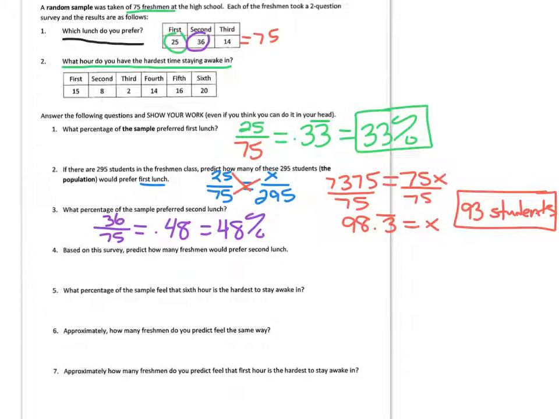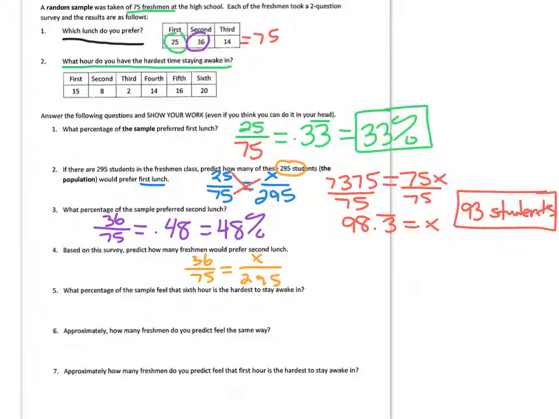All right, number 4, based on this survey, predict how many freshmen would prefer second lunch. So we're going to do the same thing we did before. We're going to write our proportion. So for second lunch, there were 36 students out of the 75 surveyed that liked second lunch. And we're going to set that equal to, and the population they told us up here in this problem was 295 students. And we don't know how many like second lunch, so that's our x on top.